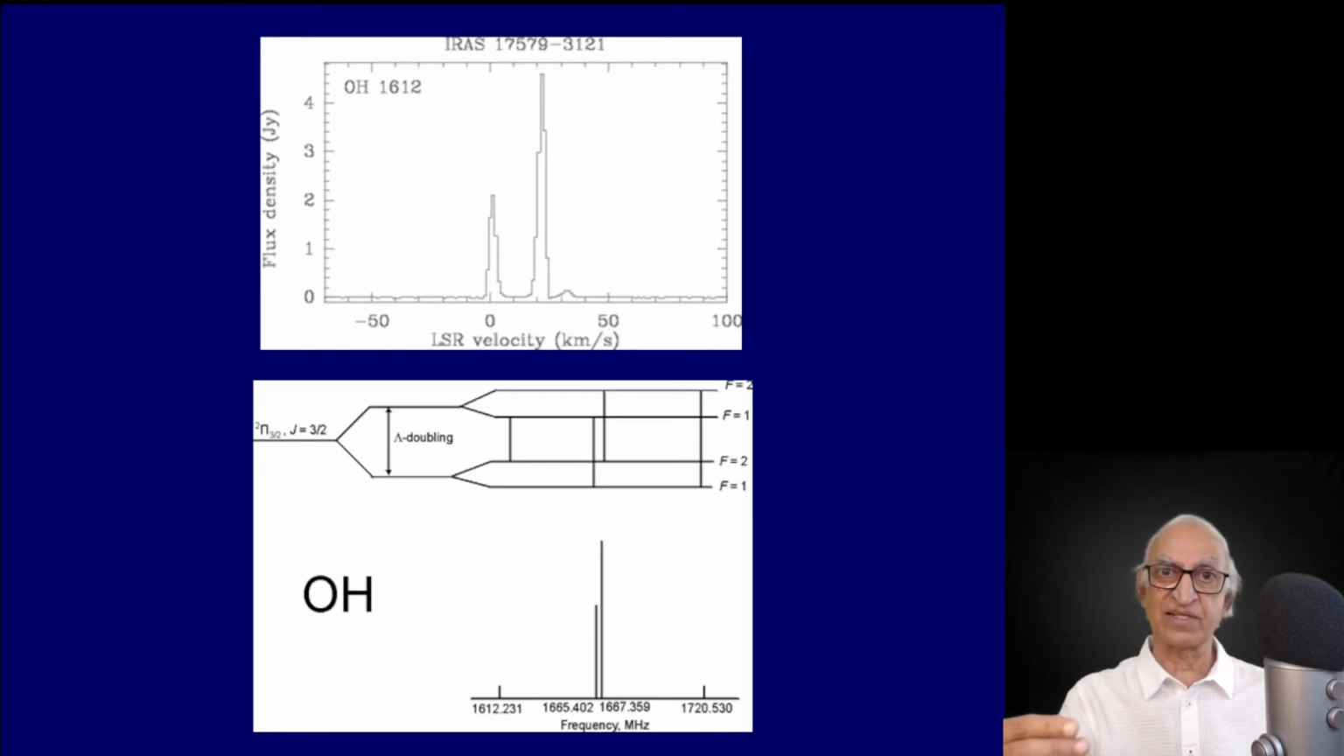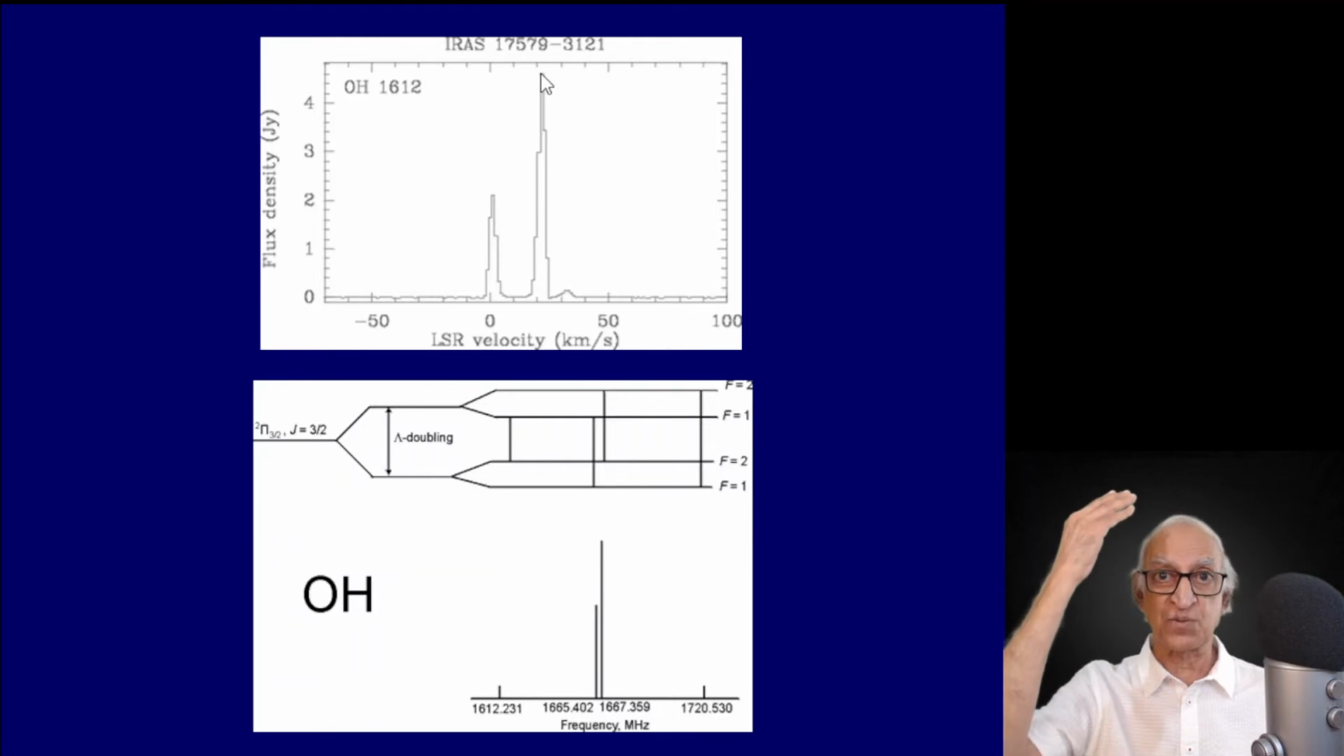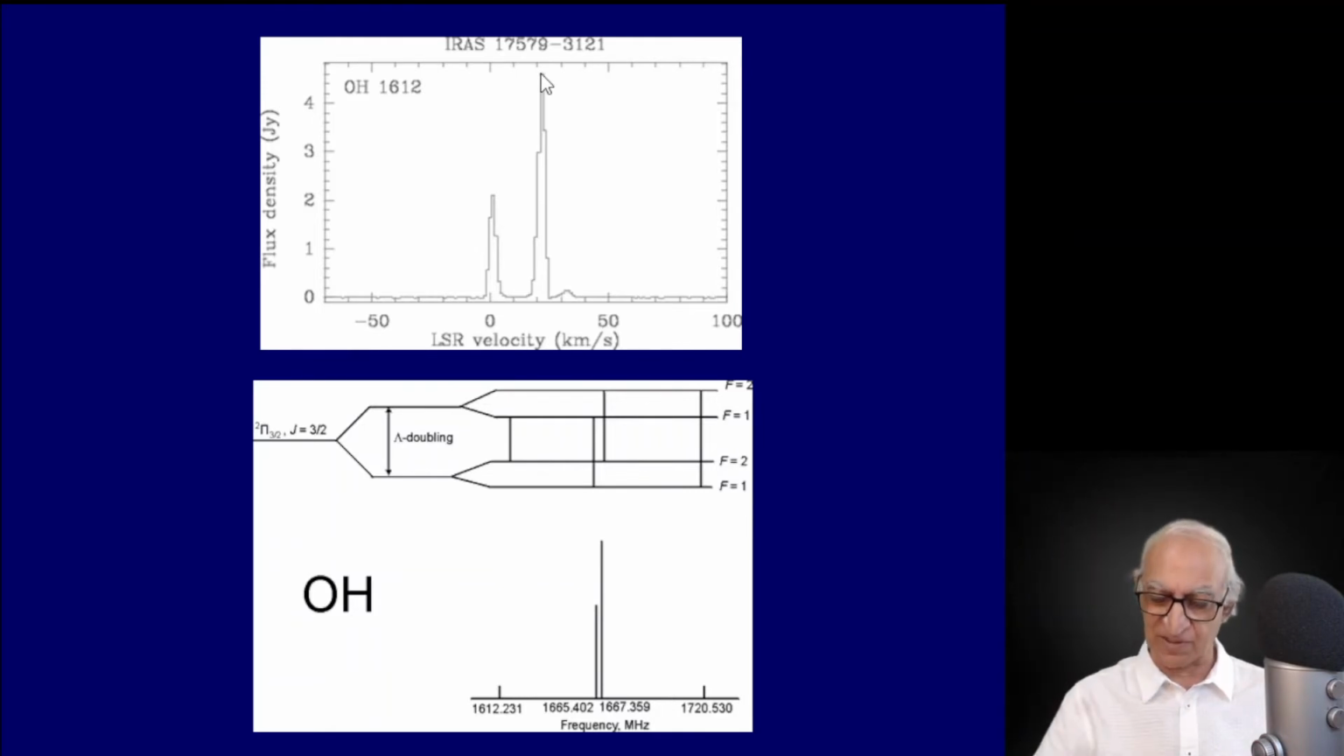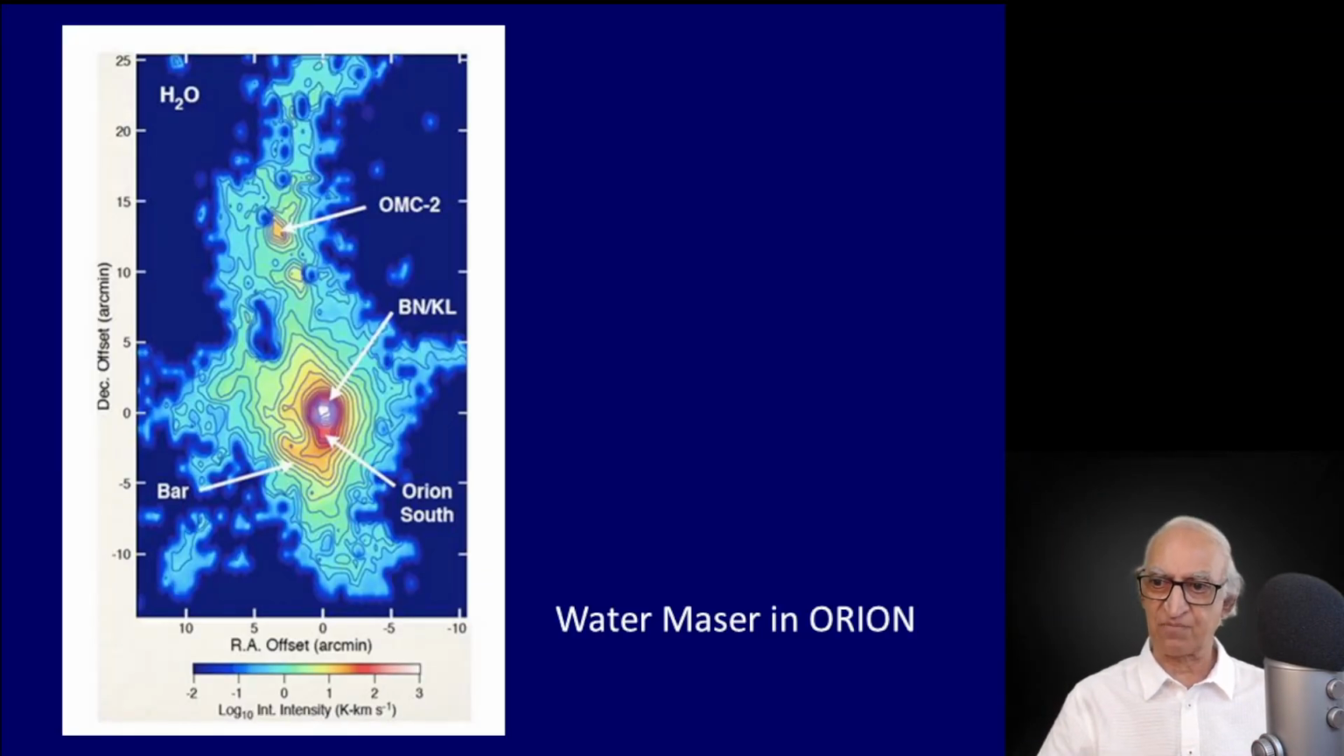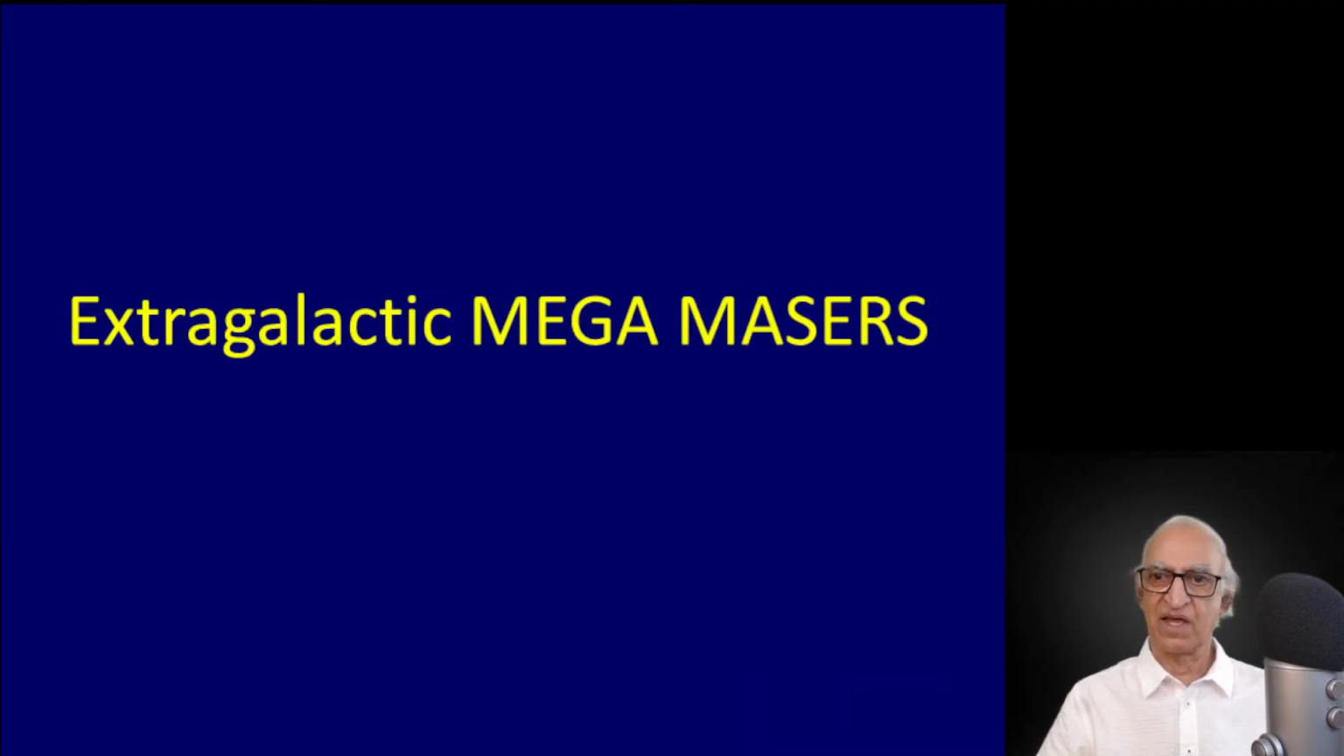And then, of course, if you now calculate what should be the temperature of a hypothetical black body, which will emit that much intensity at that frequency, that will correspond to some 10 to the power 30 Kelvin, very high brightness temperature. This is the water vapor maser in Orion Nebula.